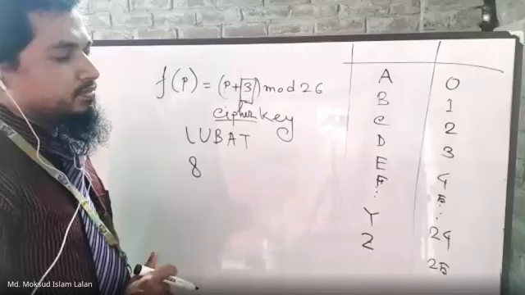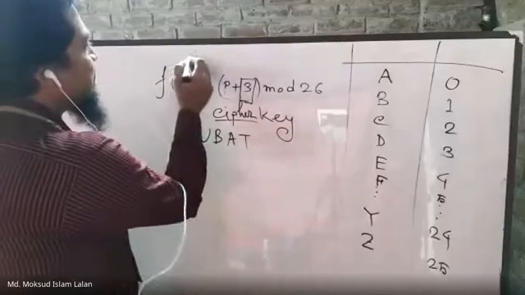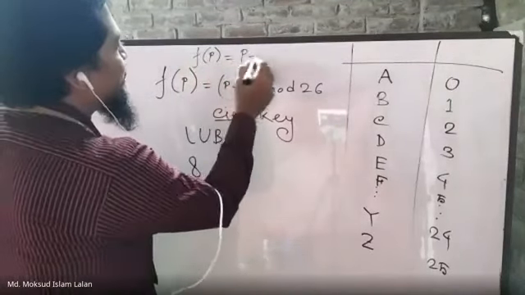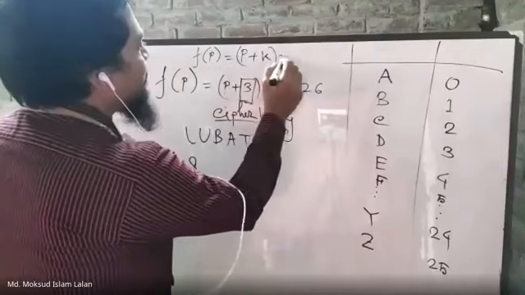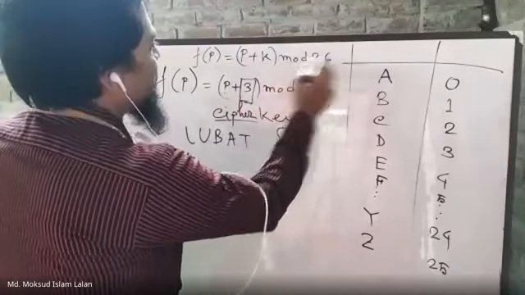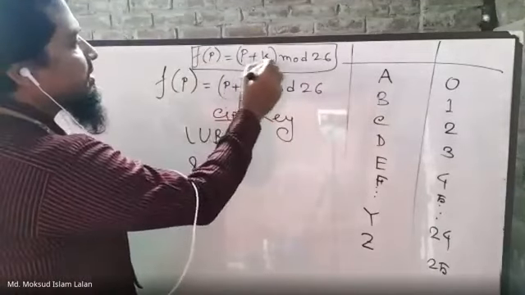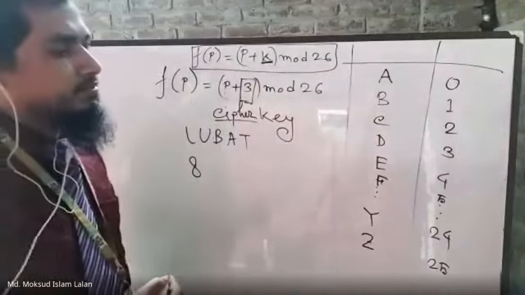So actually the formula is something like this. The general formula of the Caesar cipher: C equals P plus K, mod 26. Actually, this is the original formula. Here K is the Caesar cipher key, right?